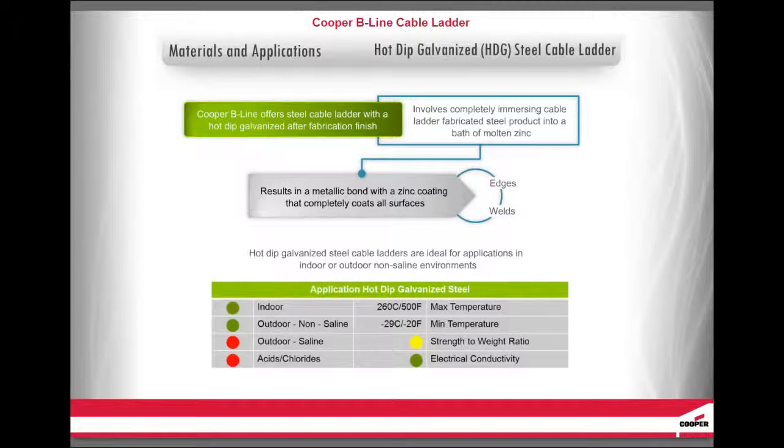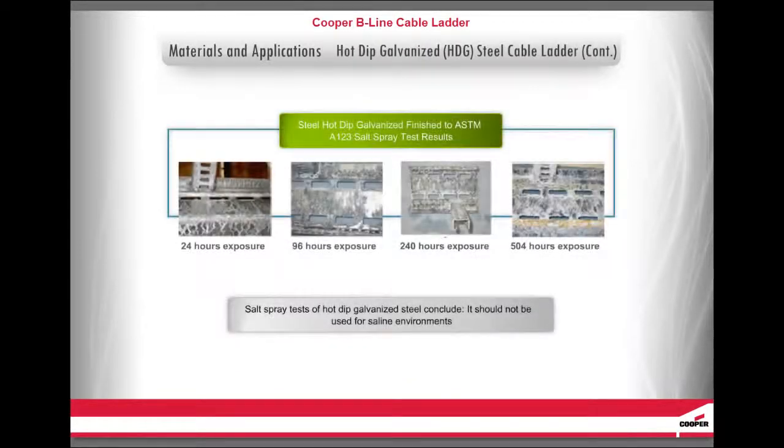Hot dip galvanized steel can handle a maximum temperature of 260 degrees Celsius or 500 degrees Fahrenheit, and a minimum of -29 degrees Celsius or -20 degrees Fahrenheit. Salt spray tests of hot dip galvanized steel conclude that it should not be used for saline environments.